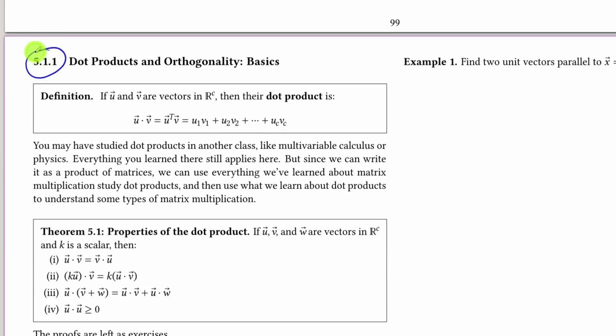5.1.1, this subsection, is going to be very familiar to you if you've studied dot products and worked with vectors in other classes like multivariable calculus or physics. So this is going to be a bit of a review, but it is going to be a little different. You should definitely sit through the video and take notes because we are going to be using linear algebra concepts of matrix multiplication to describe the stuff, maybe in a different way than you did in calculus or physics.